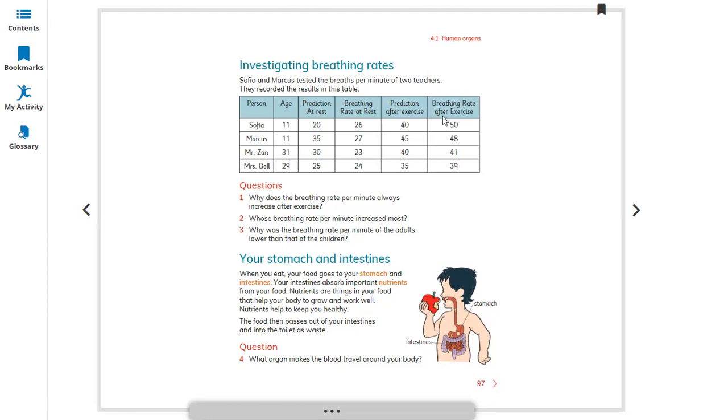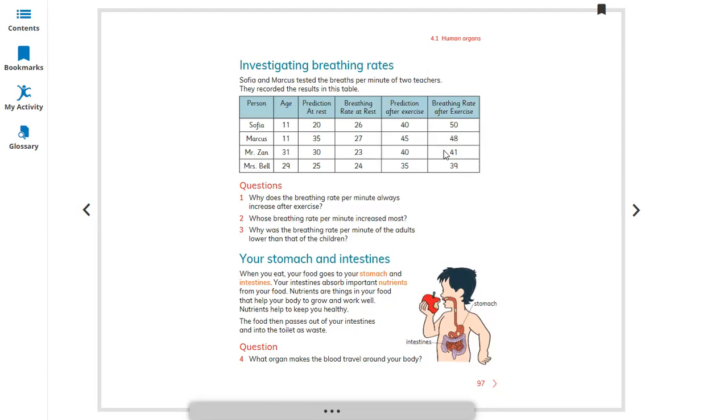So this is the breathing rate after exercise they predicted, and when they calculated it using the stopwatch after 1 minute of exercise, it's 50 for Sophia, and for Marcus it is 48, for Mr. Zen it's 41, and for Mrs. Bell it is 39. So you can find the difference between the children and the adults. For children it's more as compared to the adults.